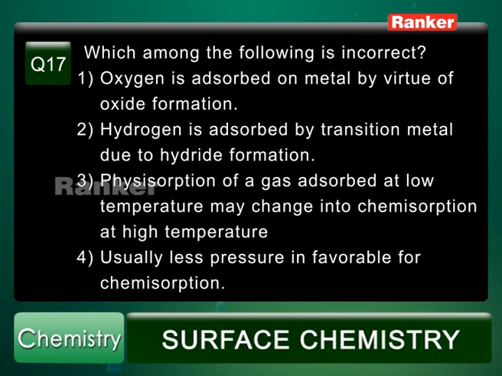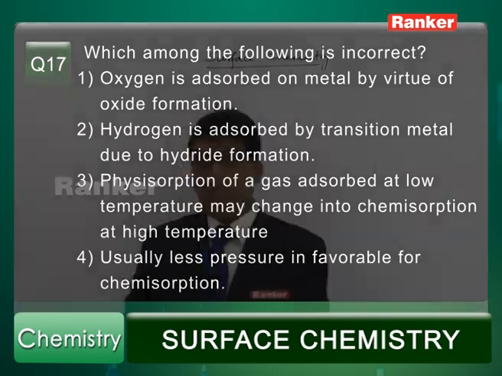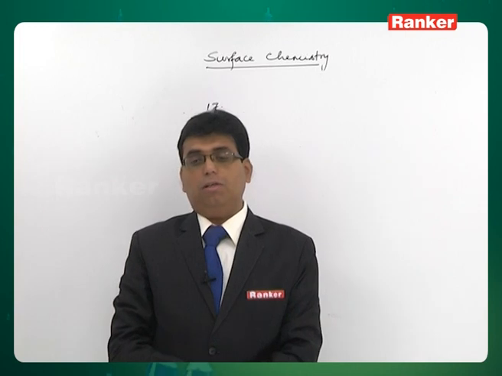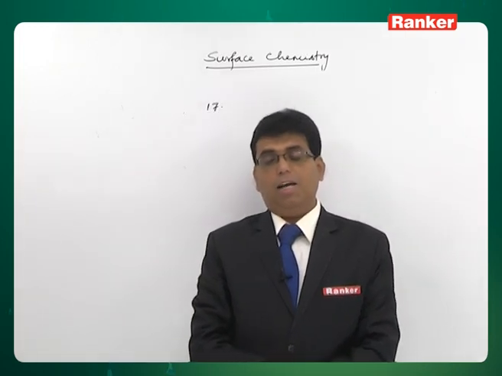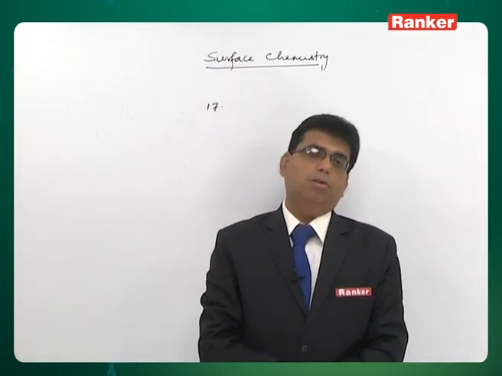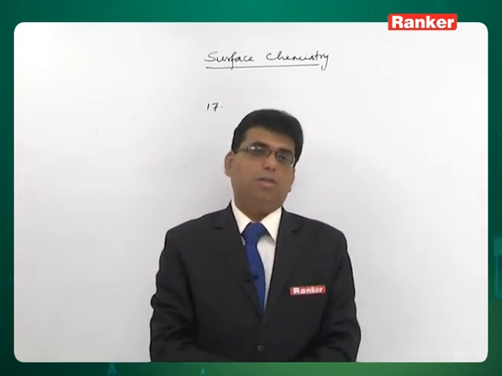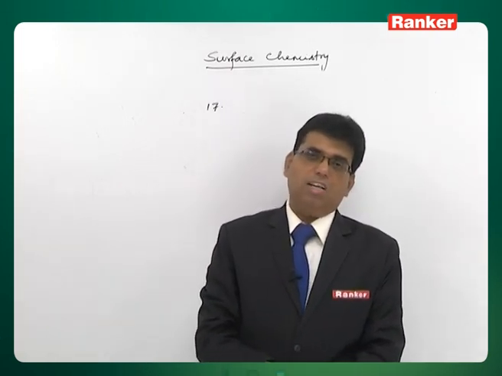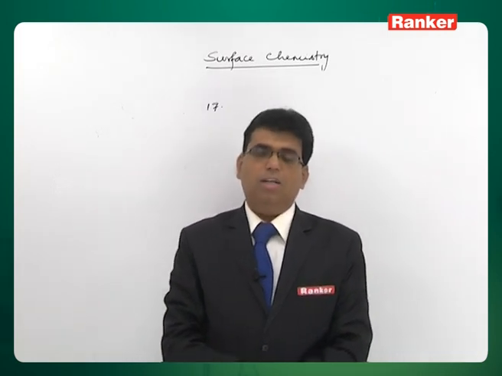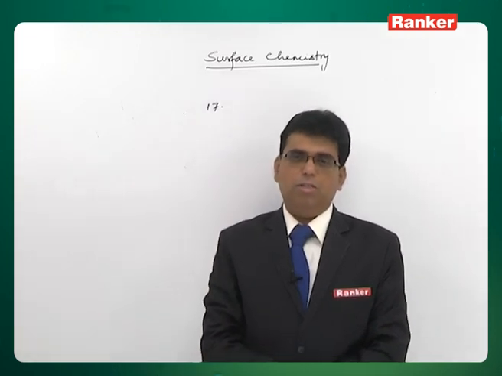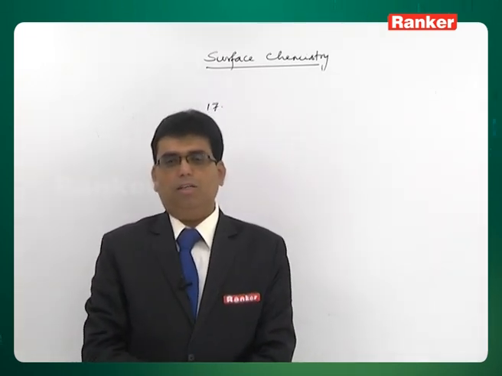Physisorption of a gas adsorbed at low temperature may change into chemisorption at high temperature. Exactly. Below 1000 degrees Celsius, nitrogen adsorbs on iron by physical adsorption, and when the temperature is above 1000 degrees, that physisorption converts to chemisorption due to the formation of nitride. So, at low temperature, the gas adsorbed on the metal surface is physisorption, and at high temperature it is chemisorption. So, options 1, 2, 3 are correct statements.